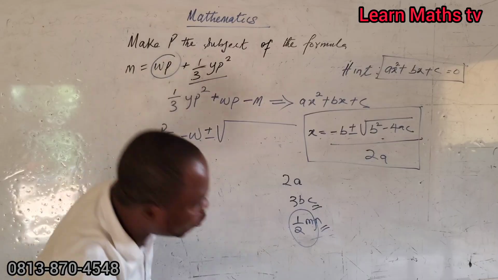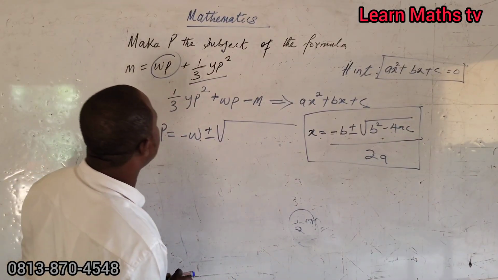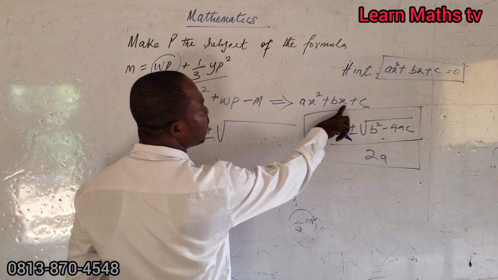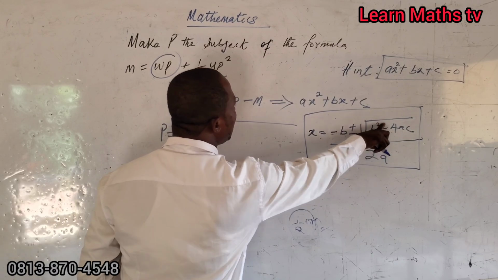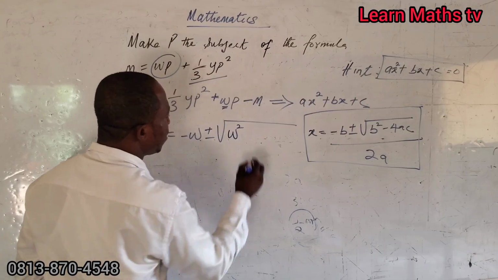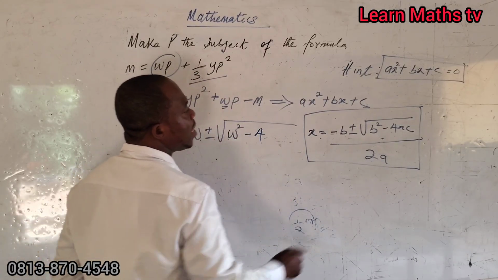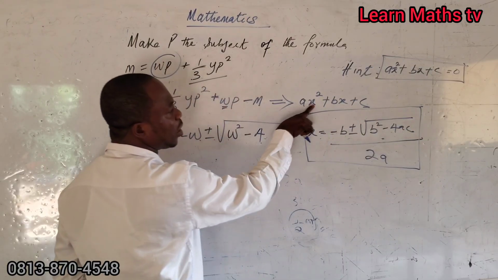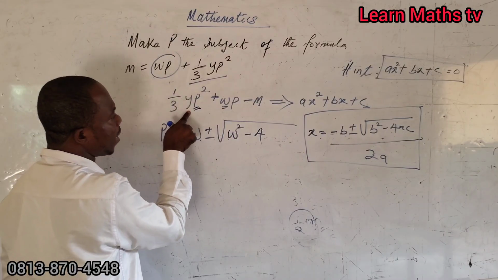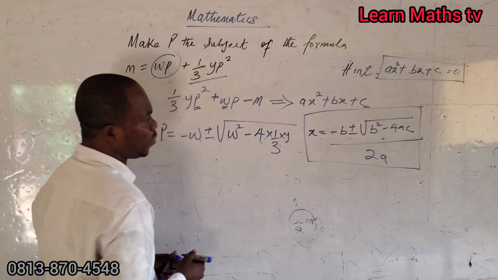So if this is true, then it simply means that if we have b squared here, remember that the coefficient of x is b, so we obtain b squared. If we obtain b squared here, it means that this W will also be W squared. Then we have minus here, we have 4 here. Then look at here, this is a, and of course our a is the coefficient of x squared. Here, our coefficient of P squared is 1 over 3y. So we're going to put it here, which is 1 over 3y.